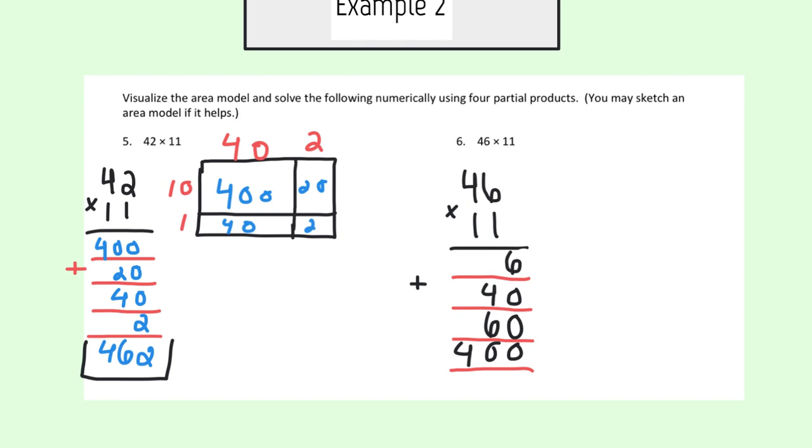Now to add them all together, in our 1 spot, we have a 6 plus 3 zeros, which is equal to 6. And then 6 plus 4 is equal to 10. So we're going to leave a 1 over here. And we're going to leave our 0 here. And then 4 plus 1 is equal to 5. So our final product is 506.